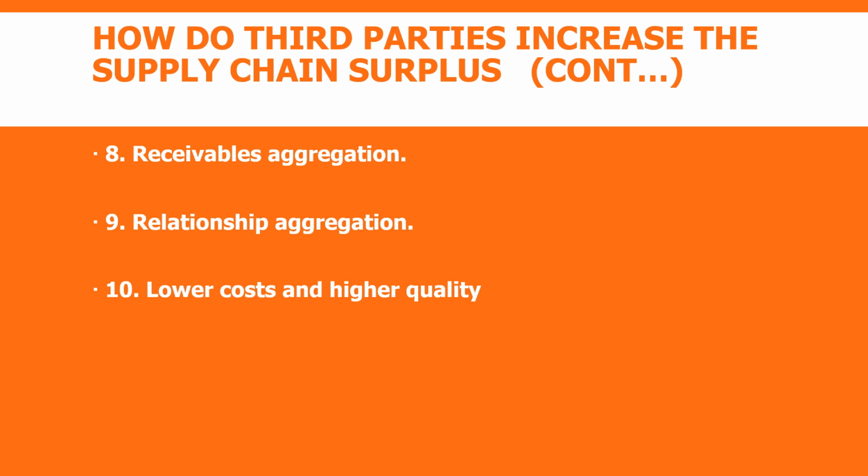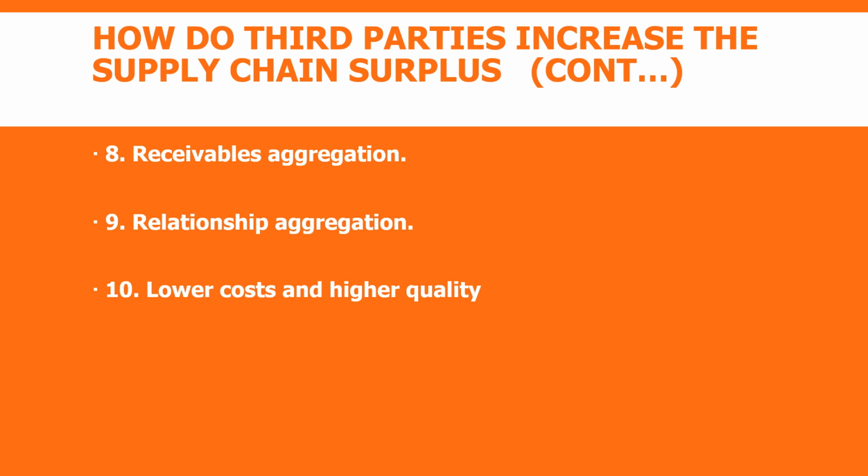Receivables aggregation. A third party may increase the supply chain surplus if it can aggregate the receivable risk to a higher level than the firm or if it has a lower collection cost than the firm. Brightstar is a distributor for Motorola. In most Latin American countries other than Brazil, cell phones are sold through many small independently owned retail outlets. So collecting receivables from each retail outlet is a very expensive proposition for a manufacturer. So the receivable aggregation can achieve a lot.